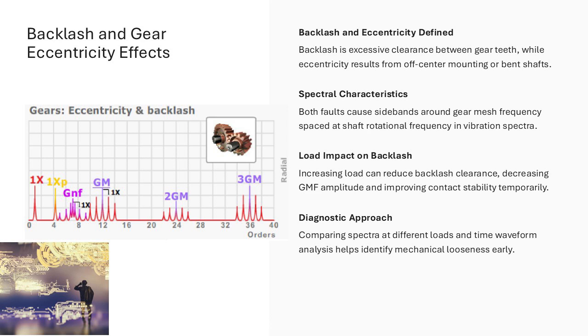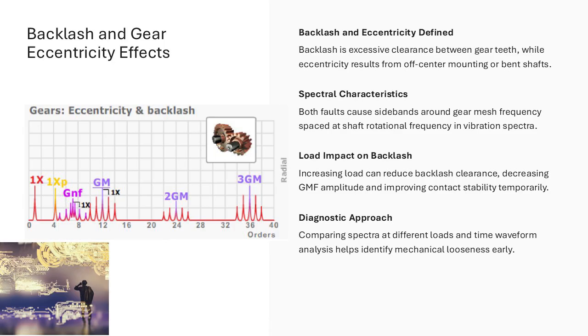Backlash refers to excessive clearance between meshing teeth, while eccentricity arises from off-center mounting or bent shafts. Both conditions cause the transmitted load to vary once per revolution of the affected gear. Spectrally, these faults are characterized by sidebands around the gear mesh frequency, spaced at the shaft rotational frequency.